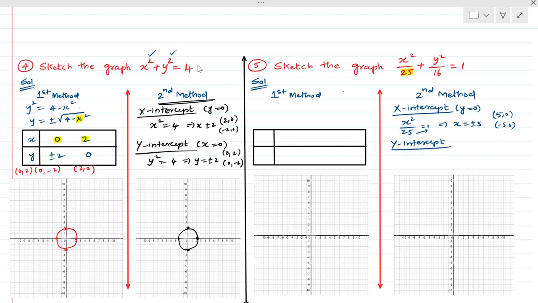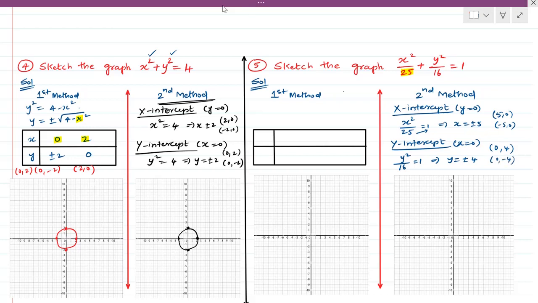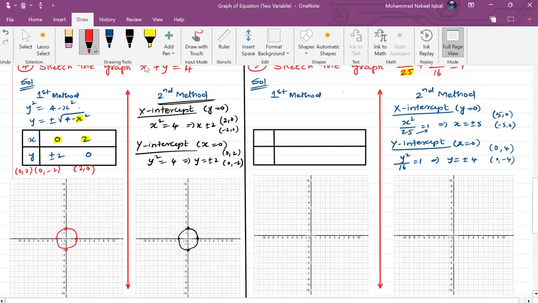Similarly, for the y-intercept, put x equals 0. When I substitute x equals 0, the whole x term will be 0. You will get y square over 16 is equal to 1. If you cross multiply, y square is equal to 16. Take the square root, you will get plus or minus 4. So 0 comma 4 and 0 comma minus 4. Now you have the four points, and I just plot the points here.